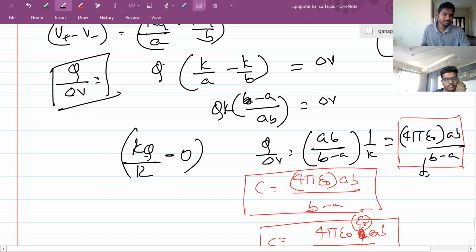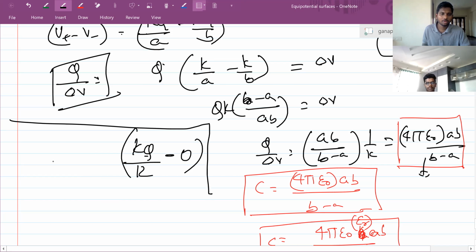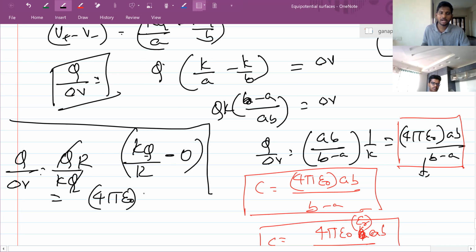Got it? So Q by delta V is equal to Q divided by KQ by R. Q gets cancelled, leaving R by K. 1 by K is nothing but 4 pi epsilon naught, so the answer will be 4 pi epsilon naught into R. Got it? This is the answer. If a dielectric medium is there, we'll write 4 pi epsilon naught epsilon R into R.